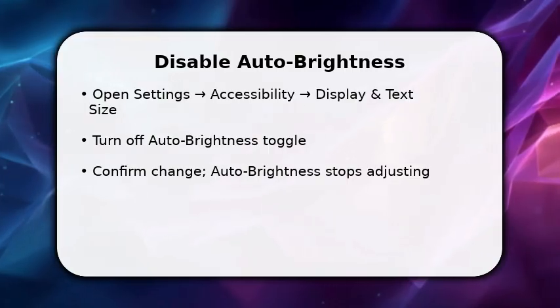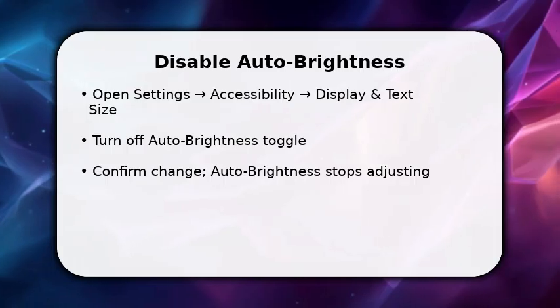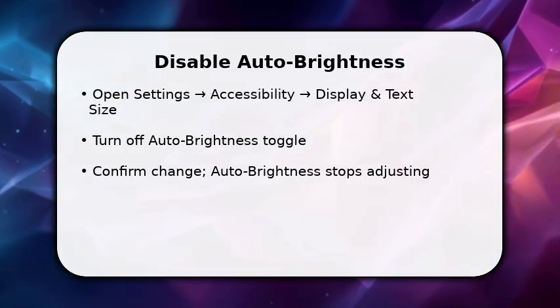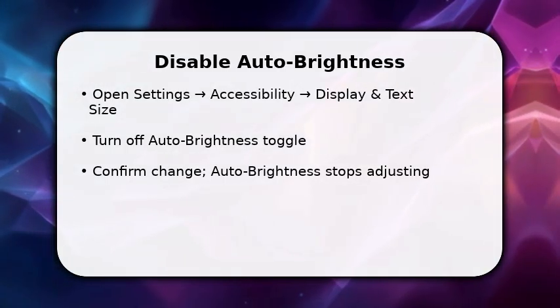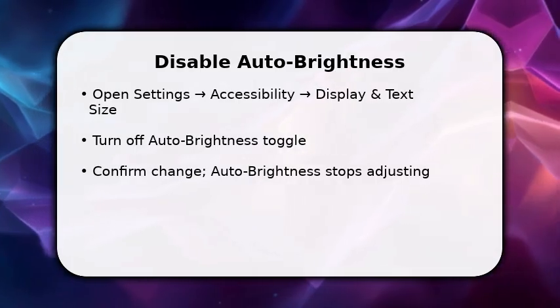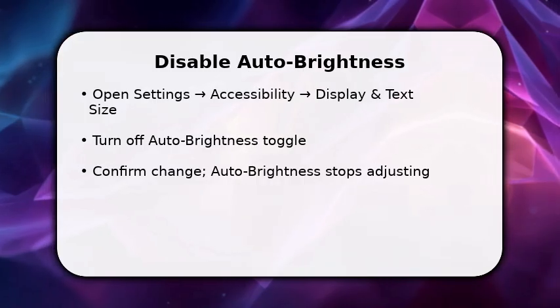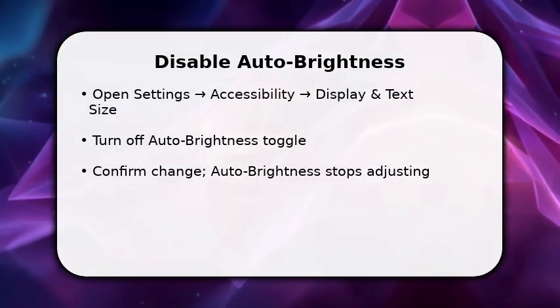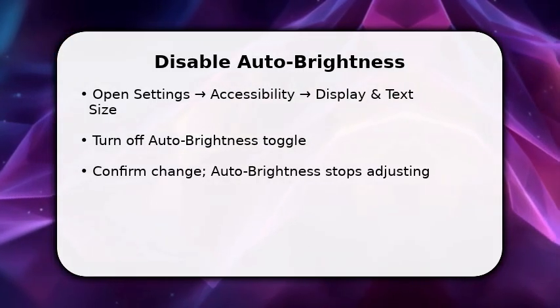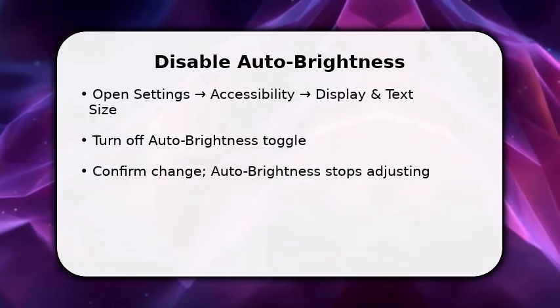You're starting by stopping automatic light shifts. Open Settings and go to Accessibility, then Display and Text Size. This is where Auto Brightness lives. Turn the Auto Brightness toggle off, and you prevent the ambient sensor from altering screen intensity. Once done, the iPad will hold the brightness you set manually.